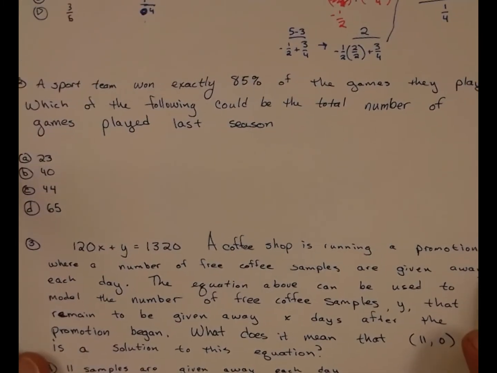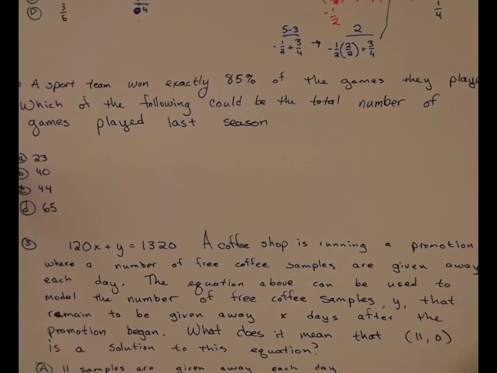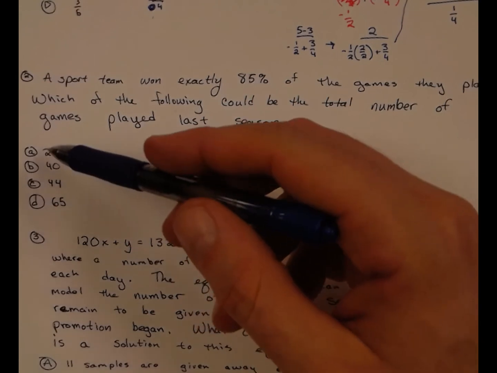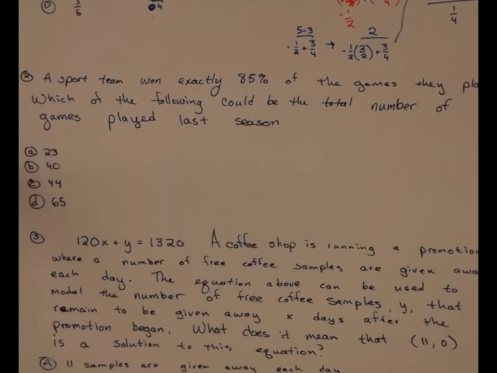All right, the next question that we're going to take a look at: some sporting team won exactly 85% of the games that they played. Which of the following could be the total number of games that they played? So I'm going to show you the conceptual way to solve this, and then there's kind of a shortcut because it is multiple choice and they give us some answers here.